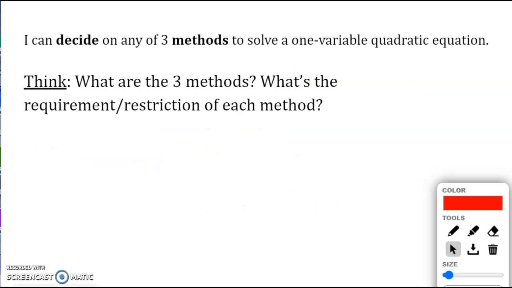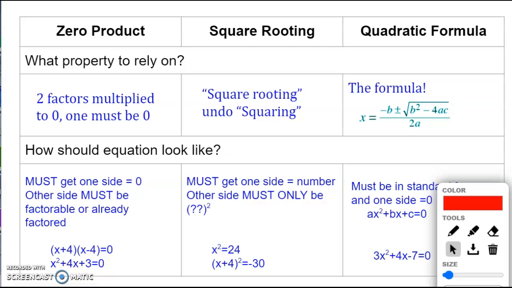Next up, the objective is that you can decide on any of the 3 methods to solve a one variable quadratic equation. So you should be thinking about what are the 3 methods, what are the requirements or the restrictions of each method. So you should be very familiar with all 3 methods that we've covered. They all have applications, advantages and disadvantages, what you need, and so on and so forth. So make sure you are familiar.